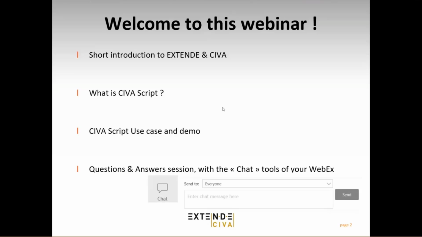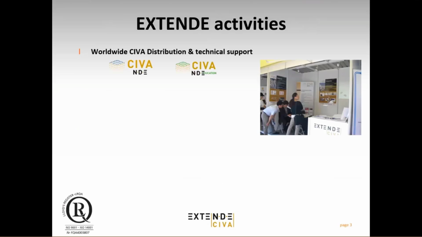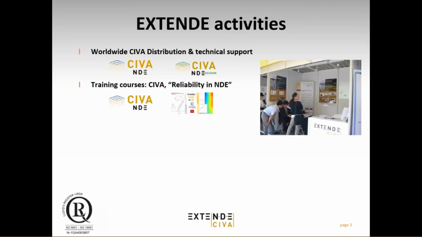Let's start again with an introduction, and then we'll present this new feature. Maybe you already know us. Extend's first and main activity is the distribution of the CIVA ND simulation software worldwide. We are also in charge of technical support and training sessions on CIVA. We also offer training dedicated to reliability in ND, which is not only on CIVA, but more generally on this topic, including statistics.